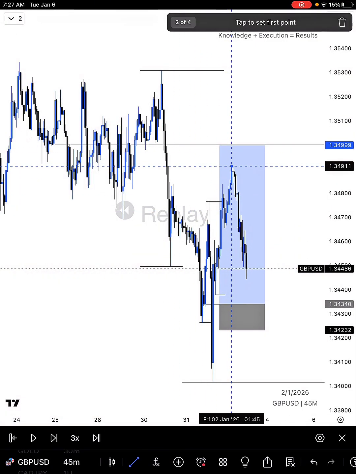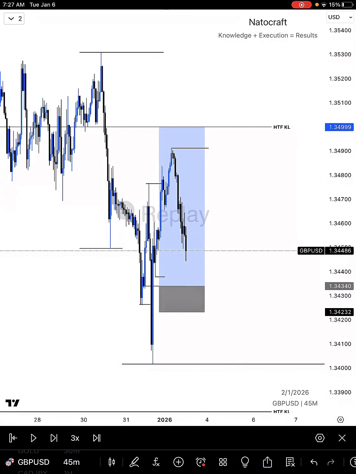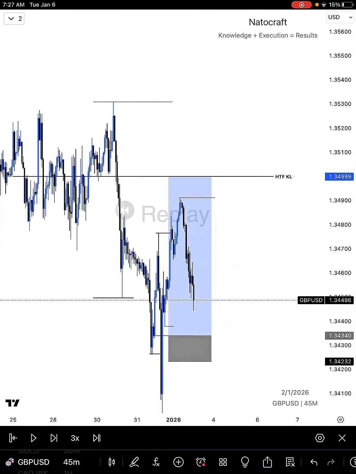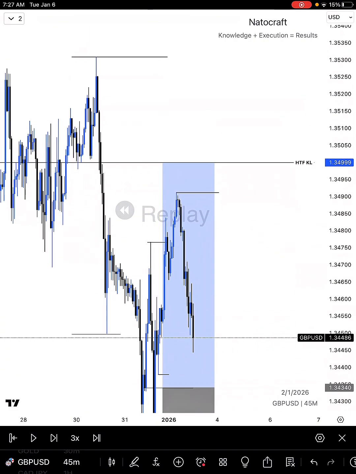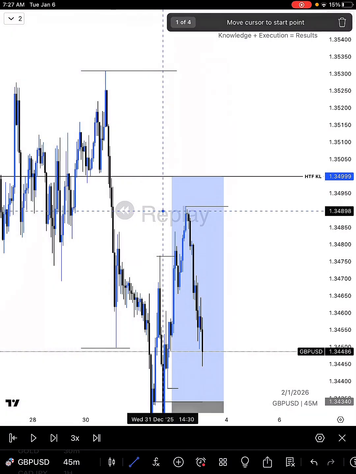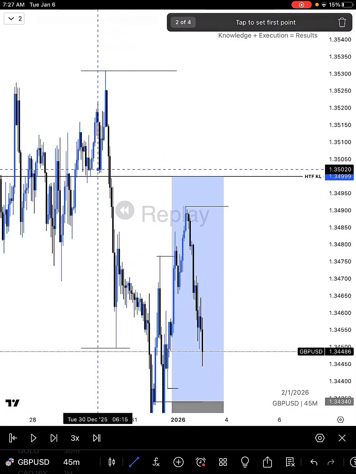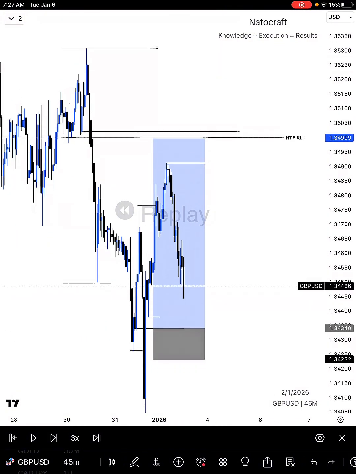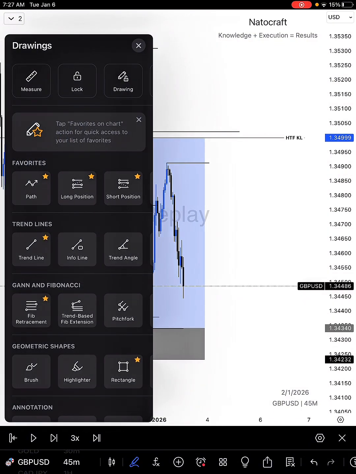Then using the higher time frame key level, because you can't refine it, except you want to use this level right here. But I did not refine it. I entered from the higher time frame key level. I did not refine.